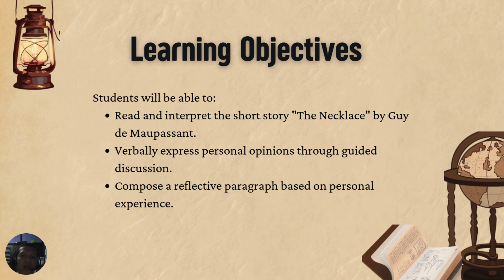All right, here are the learning objectives. In this lesson, students will read The Necklace by Guy de Maupassant, discuss its themes, and write a reflective paragraph. And of course, they will develop reading, speaking, and writing. In reading, comprehension and analysis; speaking, structured expression of opinion; and writing, reflective composition.